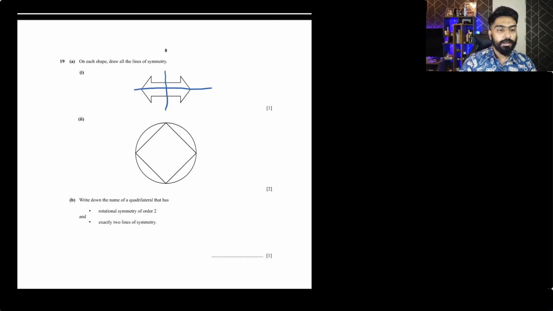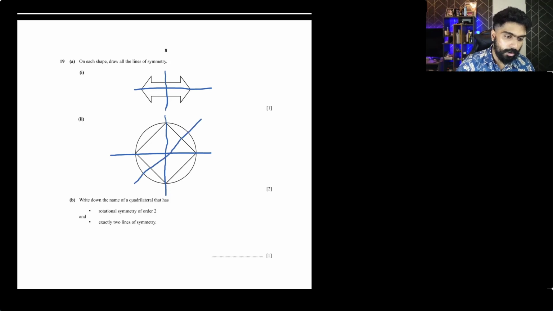Now for the second one, we can draw one right here, right? We can draw one right here, right guys? Now we can also draw one right here in the middle of it, and one right here in the middle of this. So these are totally 4 correct lines of symmetry.